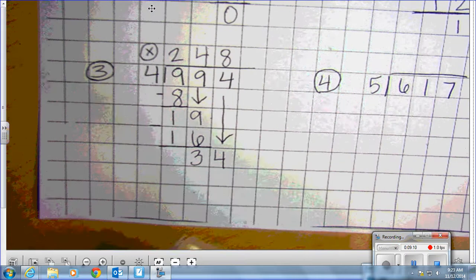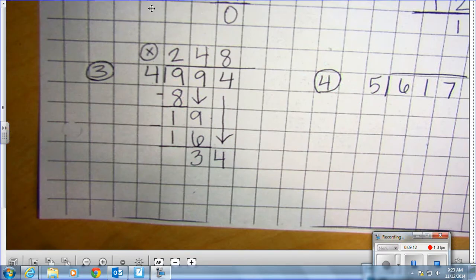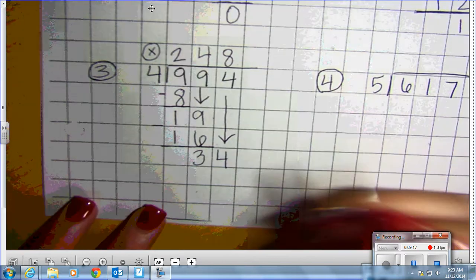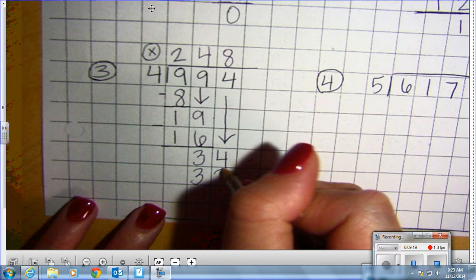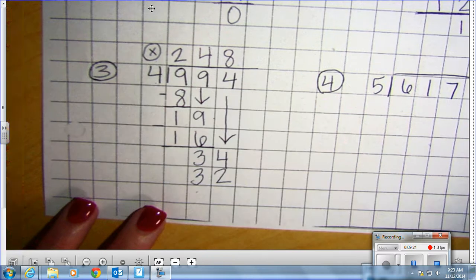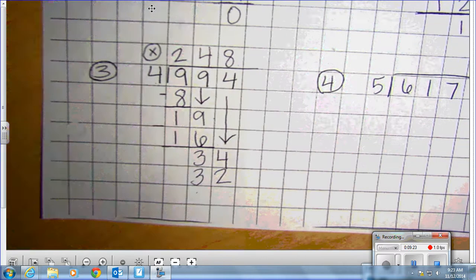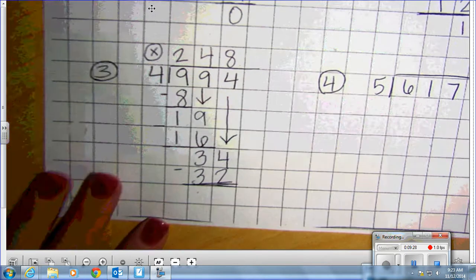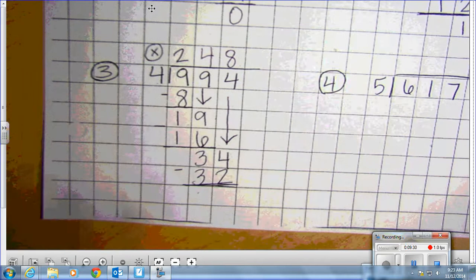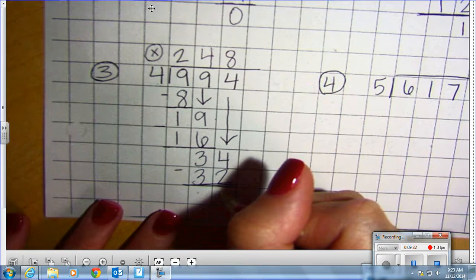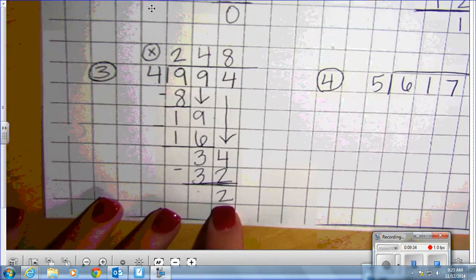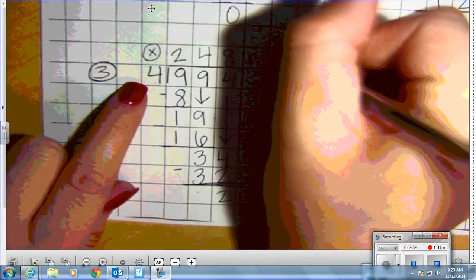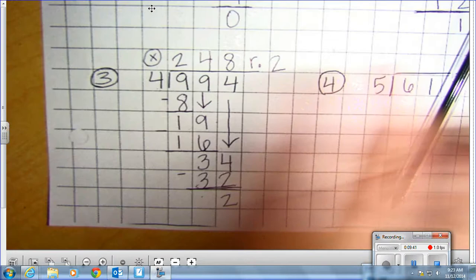Now I divided, now I multiply. 8 times 4 is 32. Divide, multiply, subtract. And what is 34 minus 32? 2, which can be my remainder because it's smaller than my divisor. So my answer is 248 with a remainder of 2.